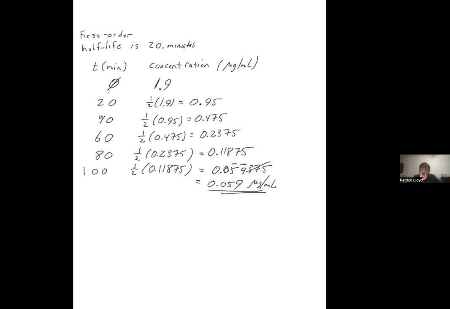Again, this method is a very simple method. It only works for first order, and it only works also for exact multiples of the half-life. So if I'd asked for how much would be left at 95 minutes or 89 minutes, to get an accurate answer, you wouldn't use this approach. You would have to use the integrated rate law for first order kinetics, which would work, but for this particular problem, we're not doing that.